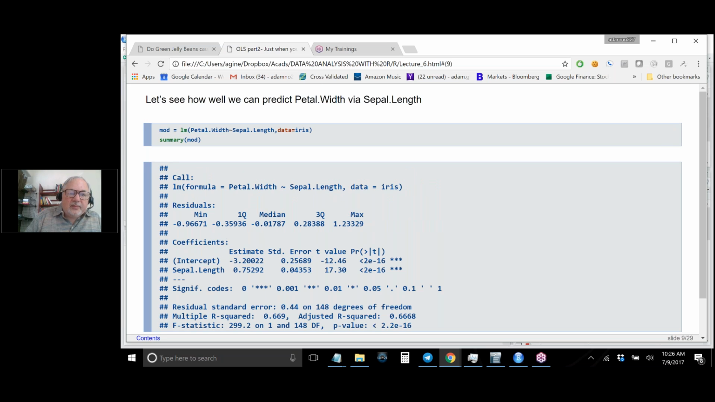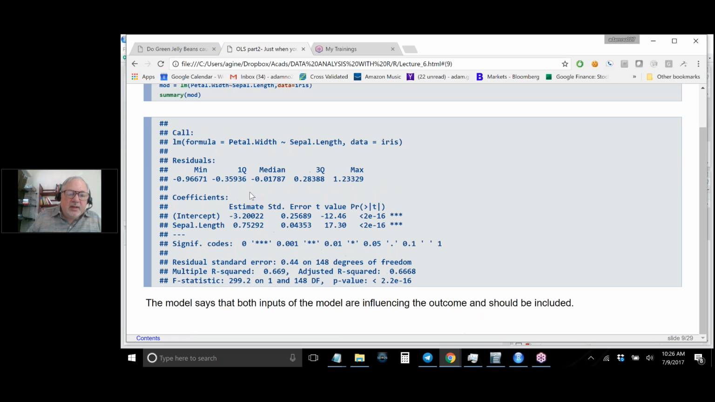So let's just do a simple model. Can we predict petal width from sepal length? I just do a simple linear model, lm, petal width tilde sepal length, and my data is iris. I call that model, and I look at the summary, and it gives me this information.